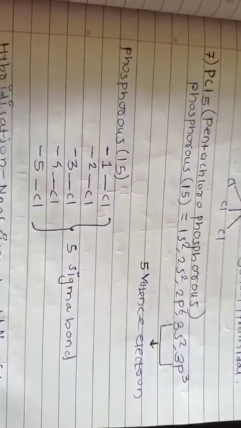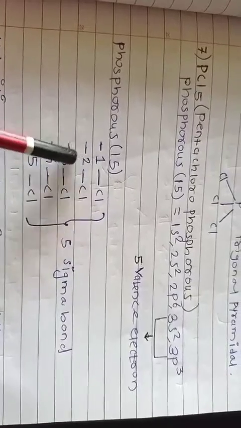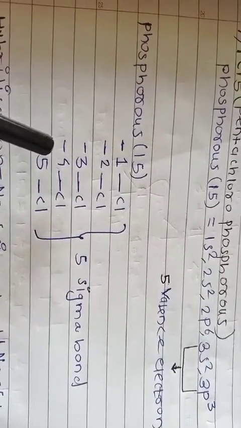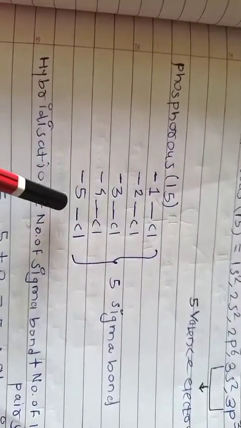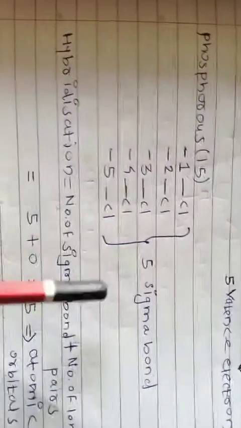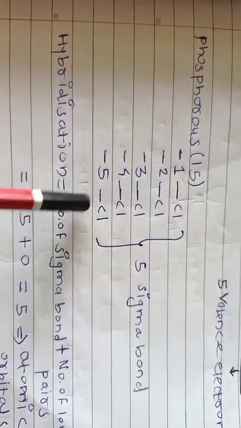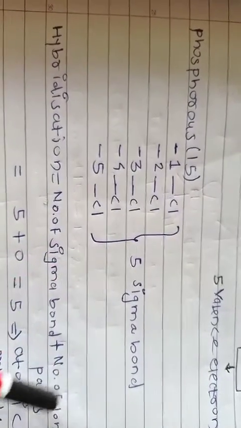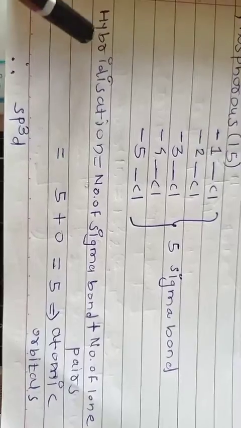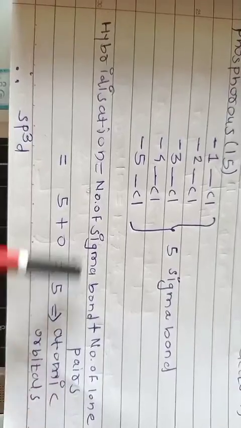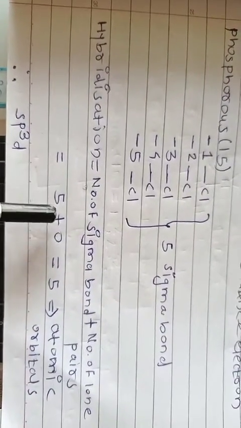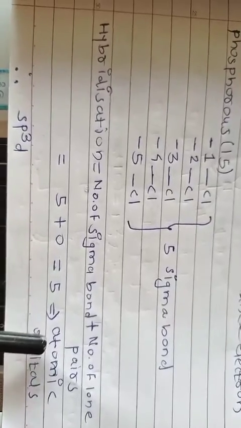So we know the phosphorus now has 5 electrons, 1 2 3 4 5. In PCl5 there are a total of 5 chlorine atoms. So these 5 chlorine atoms form 5 sigma bonds with our phosphorus's 5 valence electrons. The formula for hybridization is number of sigma bonds plus number of lone pairs. In this PCl5 there are no lone pairs, only 5 sigma bonds. So that is 5 plus 0 lone pairs, equal to 5 atomic orbitals.